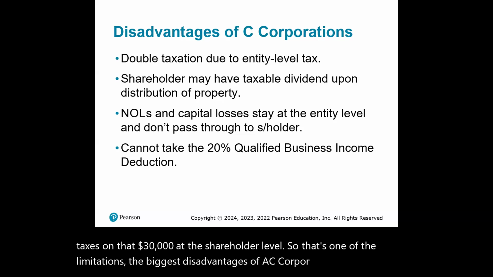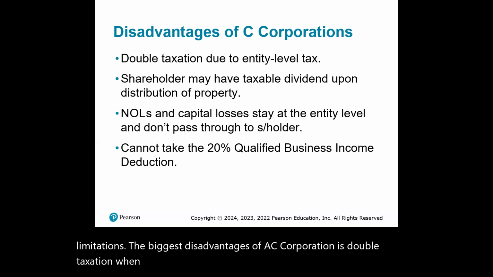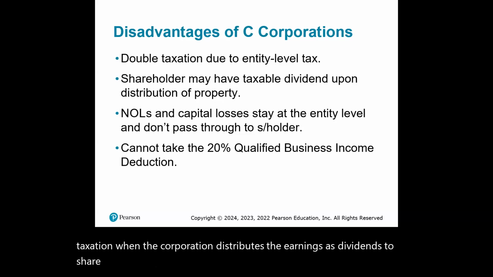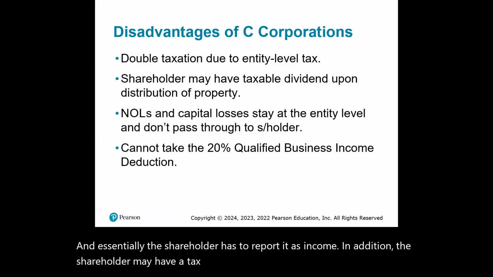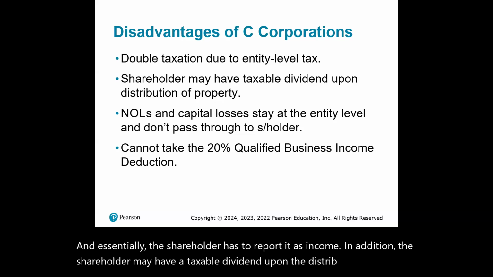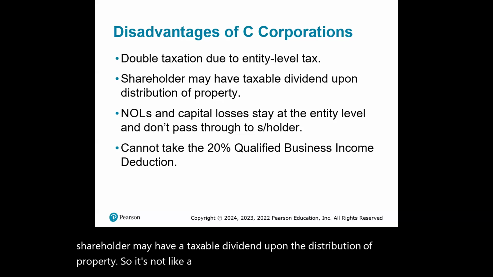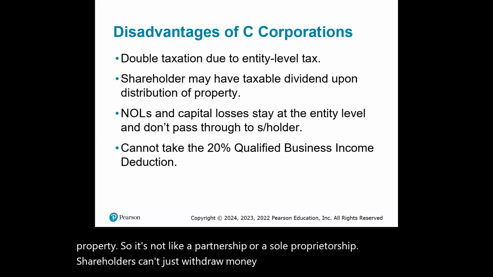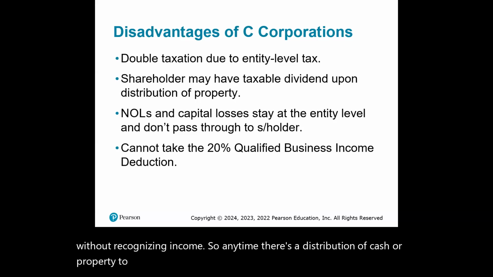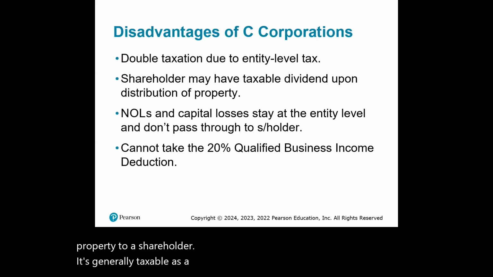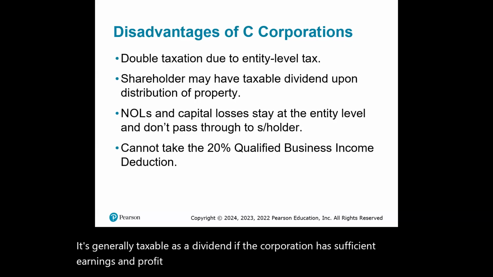There's double taxation when the corporation distributes the earnings as dividends to shareholders, and essentially the shareholder has to report it as income. In addition, the shareholder may have a taxable dividend upon the distribution of property. So it's not like a partnership or a sole proprietorship. Shareholders can't just withdraw money or property from the corporation without recognizing income. So anytime there's a distribution of cash or property to a shareholder, it's generally taxable as a dividend if the corporation has sufficient earnings and profits.